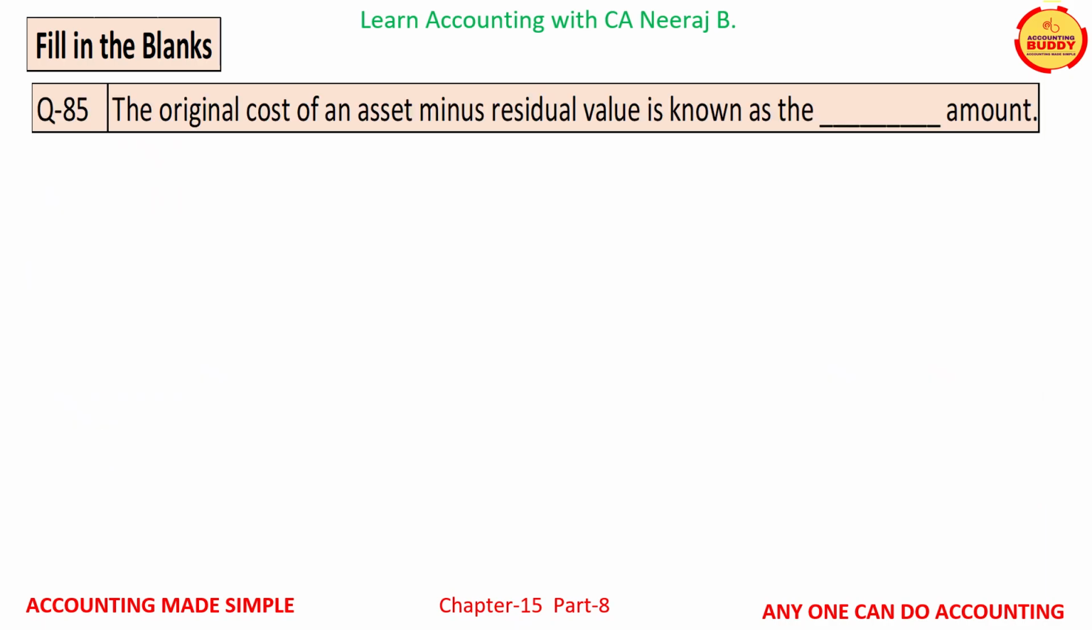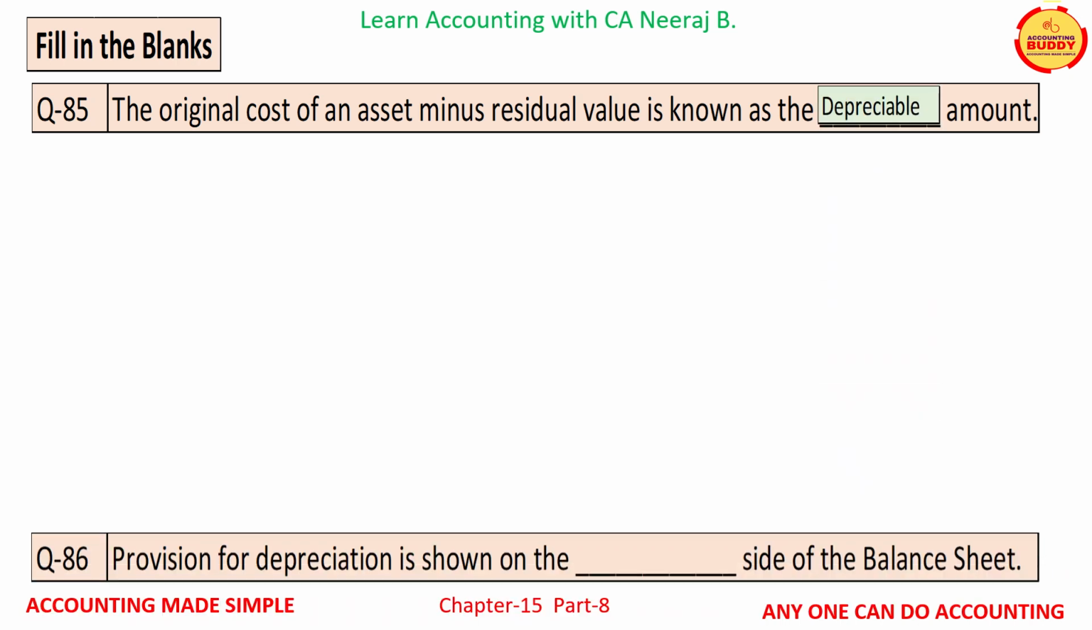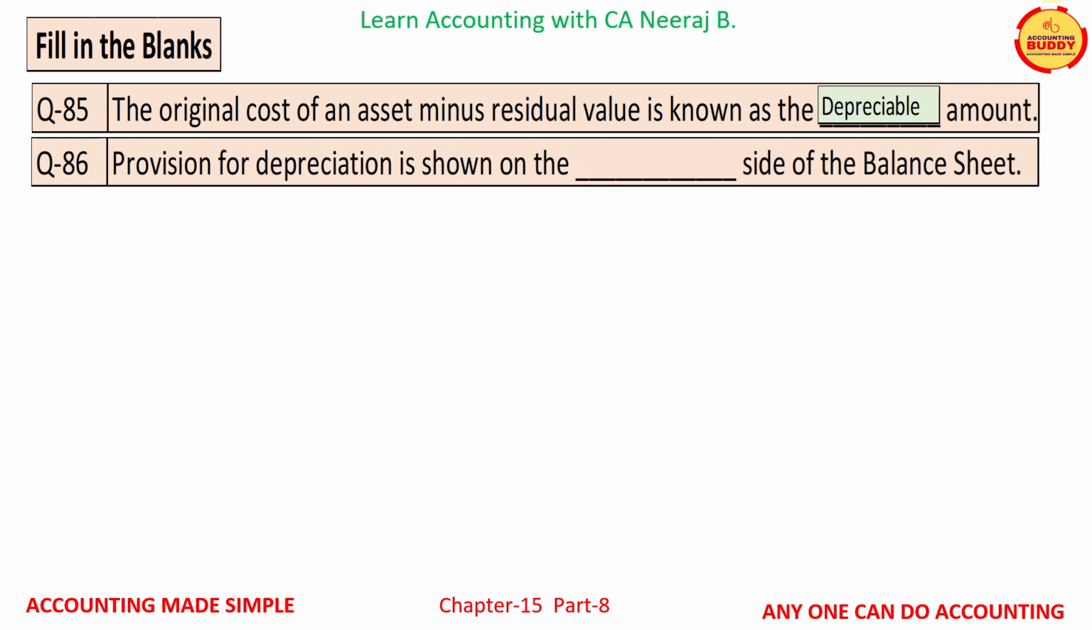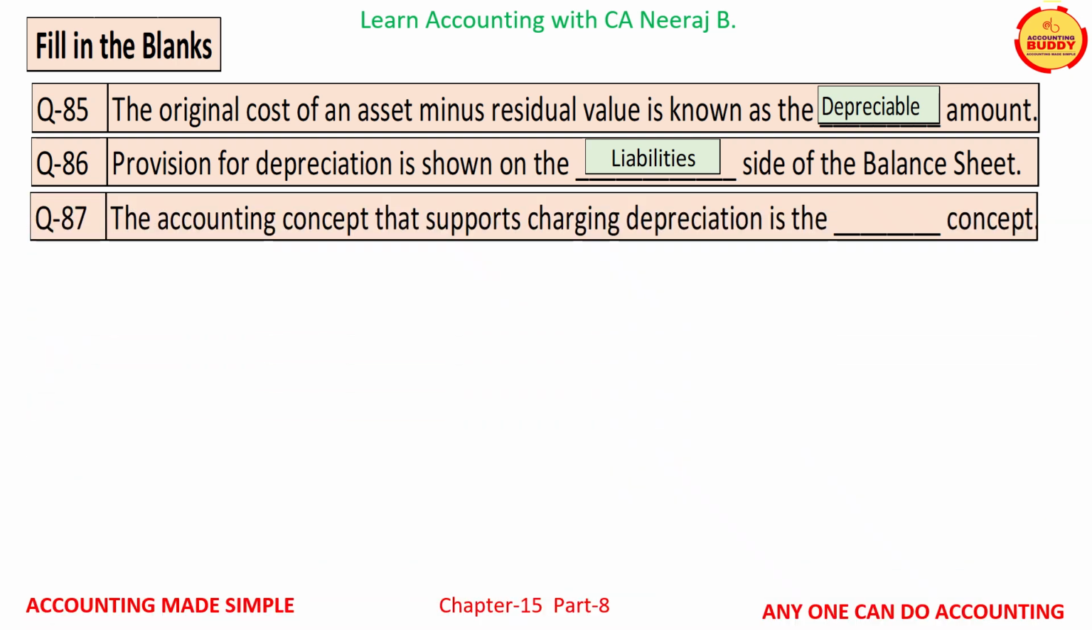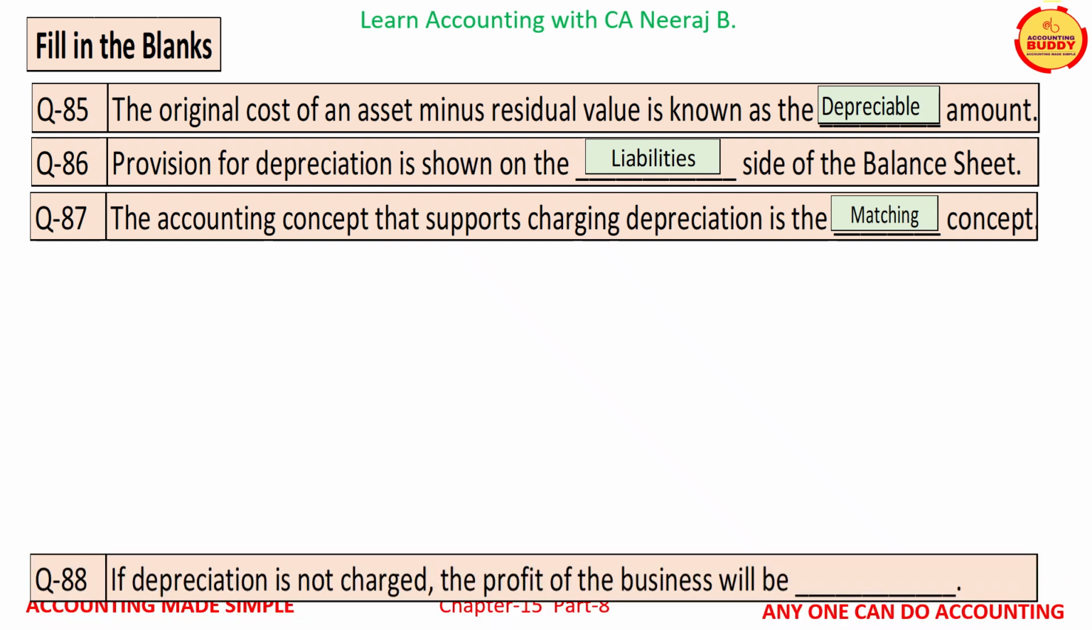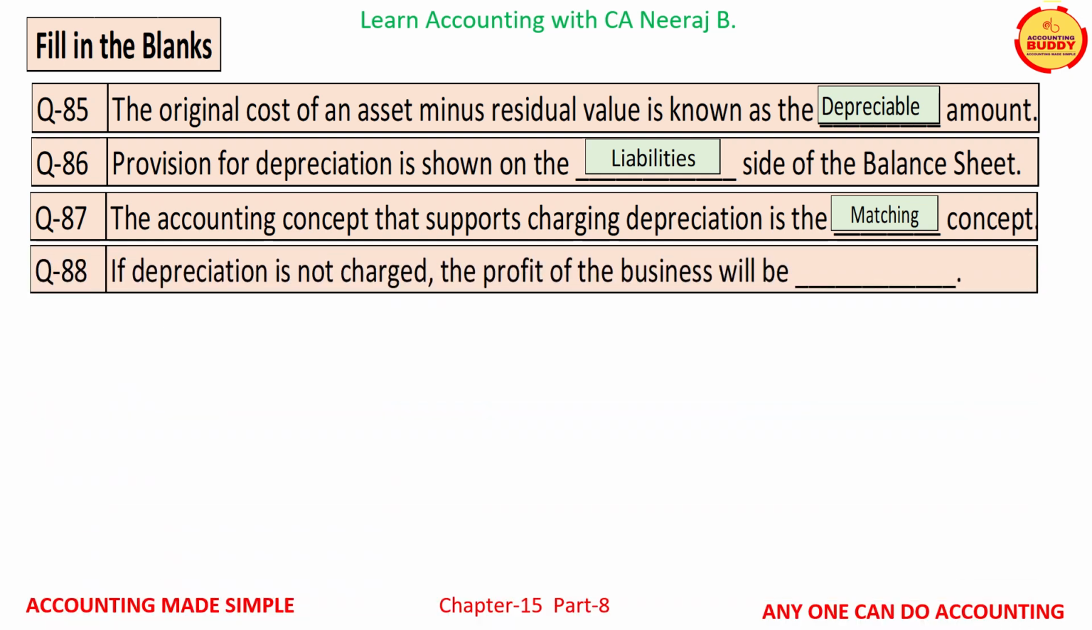Question 85 is, the original cost of an asset minus residual value is known as the dash amount, and the correct word is depreciable amount. Question number 86, provision for depreciation is shown on the dash side of the balance sheet, and the correct word is liability side of the balance sheet. Question number 87, the accounting concept that supports charging depreciation is the dash concept, and the correct word is matching concept.